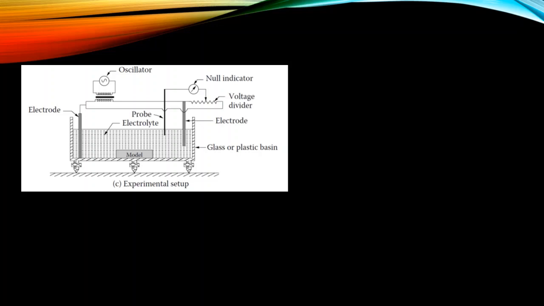Let us see. This is the arrangement of the experimental setup which has been explained in the video. Here you have the oscillator, and then the step down transformer. Then we have the null indicator, that is a voltage divider, and from the voltage divider and null indicator we have the probe. And then the electrolyte, which is filled with tap water and copper sulfate. Why am I using copper sulfate? Since the model is made of copper.